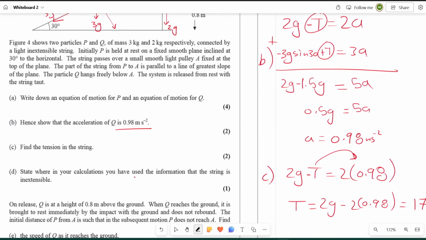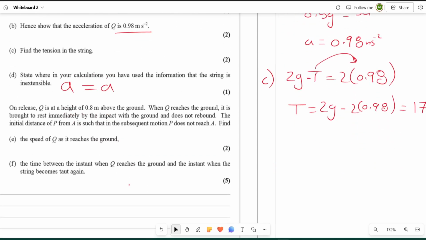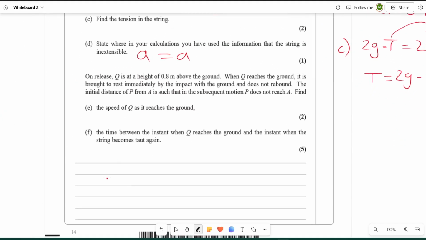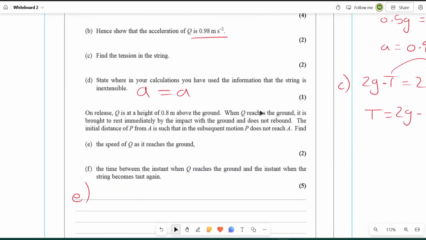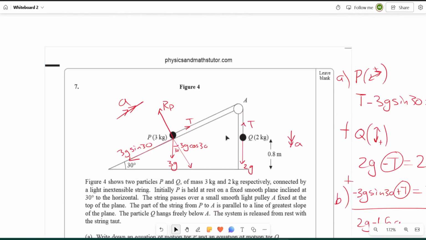Part D says to state where you have used that the string is inextensible. You would say that accelerations are equal on both sides. Now, the hard part of this question is it says that on release, Q is at a height of 0.8 meters above the ground. When Q reaches the ground, it's brought to rest immediately by the impact and does not rebound. The initial distance of P from A is such that the subsequent motion of P does not reach A. That means that as Q falls down, P is going to be dragged up. When Q hits the ground, P is moving with some inertia. So when Q hits the ground, P is not just going to magically stop.